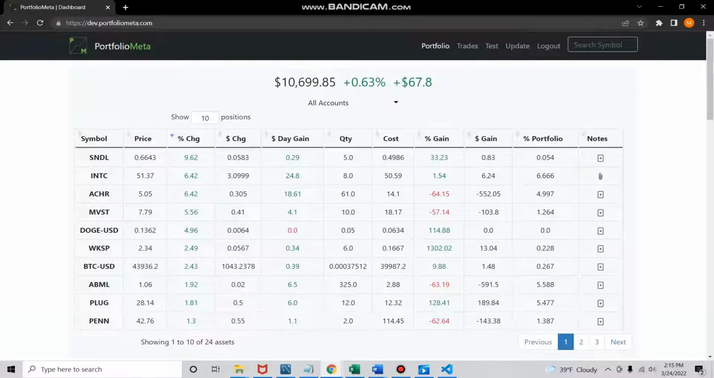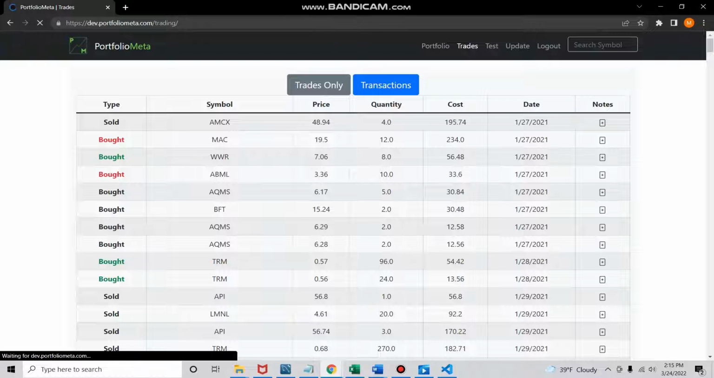All right, I think that's it for this page. Now we'll move on to the trade history page.